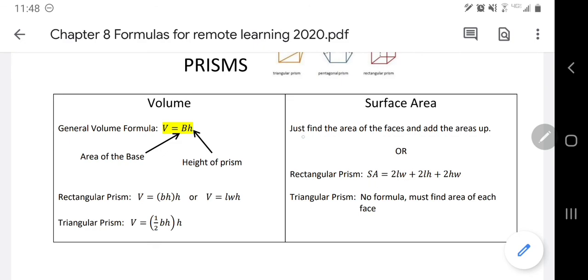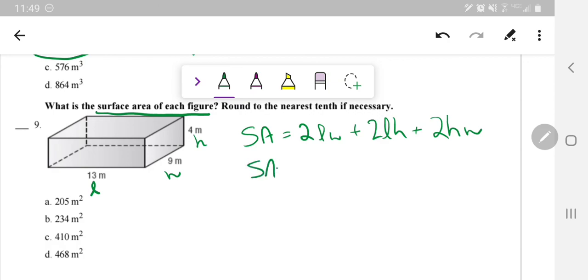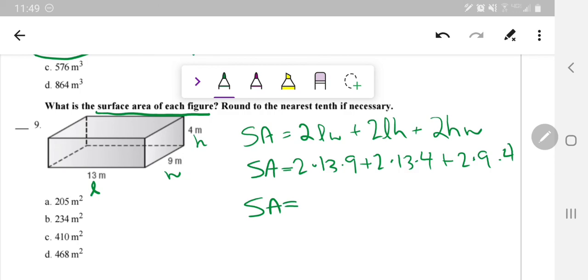Or we could, in fact, just find the area of all the faces and add them up. That's essentially what the formula does for us. But most of you will like to use the surface area formula, so we'll do that. 2LW plus 2LH plus 2HW. And one clue on this formula, since there's so many variables, we're just going to label the dimensions with L, W, and H to keep them straight. All right, 2 times 13 times 9 plus 2 times 13 times 4 plus 2 times 9 times 4. Each one gets paired up with each of the other ones.